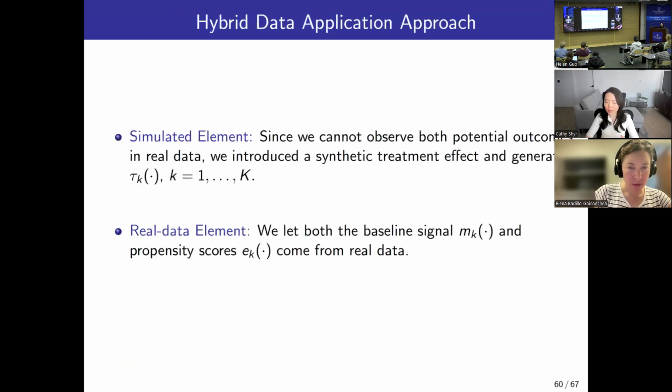For this data application, we used a hybrid approach where we had elements that were simulated. The reason we wanted to do this is that we cannot observe both the potential outcomes in real data. So we introduced a synthetic treatment effect and generated our tau Ks. We also wanted to have a real data component. So we let both the baseline signal, the MKs, and the propensity scores, EKs, come from real data.